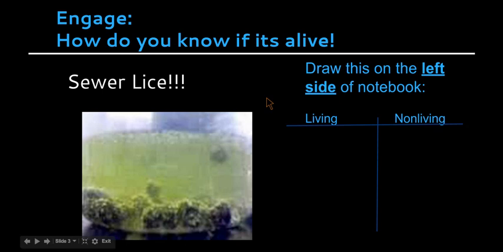So we're going to investigate if sewer lice are alive or if they actually are not alive, if there's something else. So I need you to right now, on the left side of your notebook, draw this T-chart over here. Just like I have, living on the left side, non-living on the right side. This T-chart is going on the left side of your science notebook on the even numbered page. Once you've got your T-chart set, pause the video, put your screen at half mast, and give me a silent thumbs up.